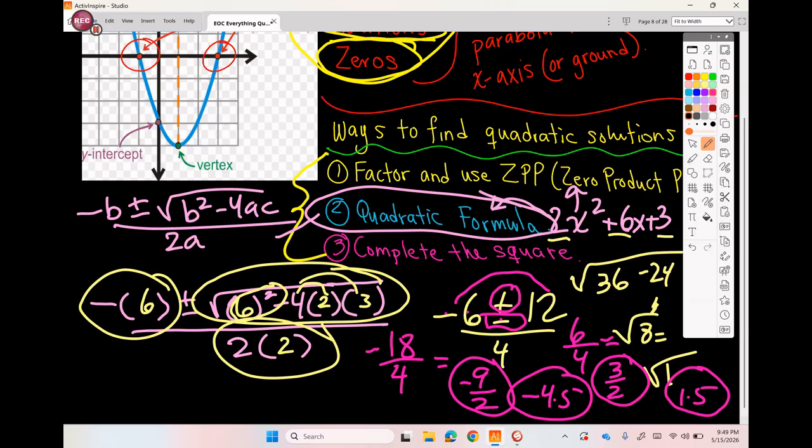Now the good thing about quadratic formula, it always works. Always works, it never fails. With factoring, it has to be factorable. But with quadratic formula, you can always use it. And you can also backtrack your answers into factors.